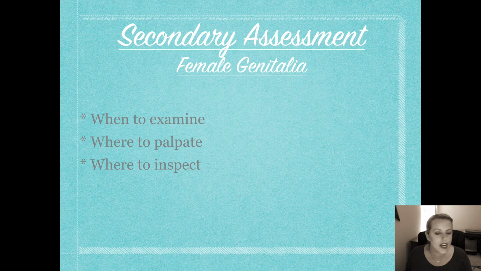Where to inspect? Again, we never really want to place hands there. It's going to be more of a looking thing. Also, when to examine? If there is a female available to do this, the female is the person to choose. If not, then make sure your male partner at least has somebody in the room with him.